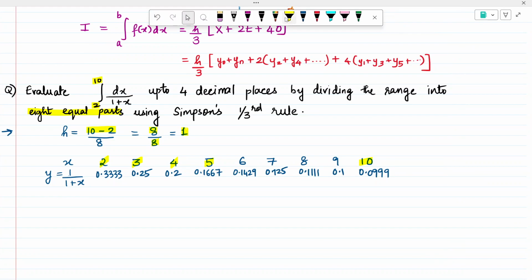After the table is complete, the question says Simpson's 1/3 rule. So let's apply Simpson's 1/3 rule and find the value of I. I'll call this I here and let's start with the calculation. So I is equal to, by Simpson's 1/3 rule, h over 3. First we take the extreme values, so y0 plus y. Okay, let's label these starting with y0, y1, y2, y3, y4, y5, y6, y7 and y8.